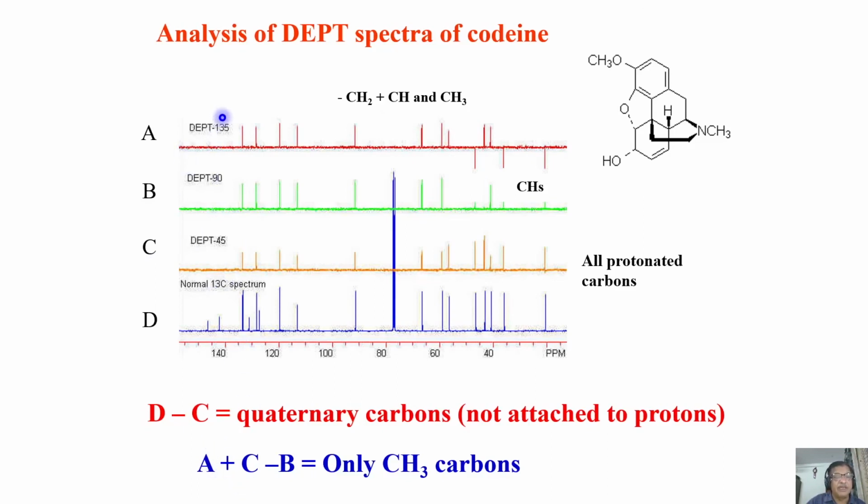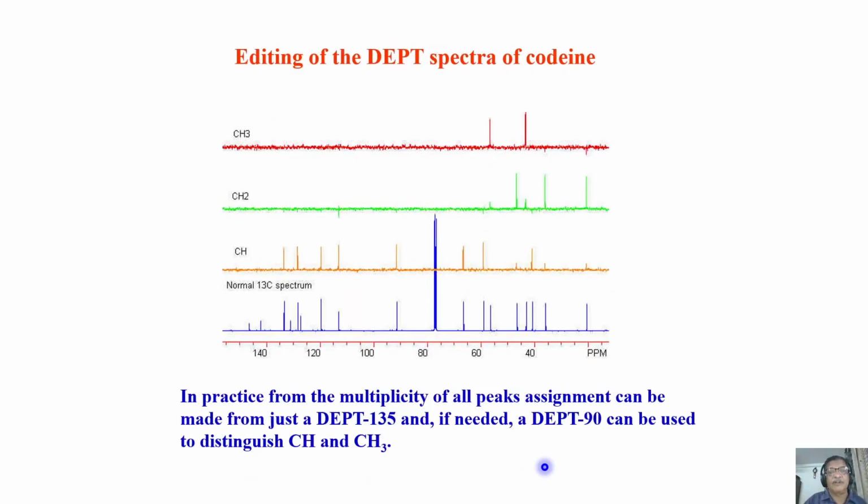A is DEPT 135, B is DEPT 90, C is DEPT 45. Add these two and subtract this, and you get only CH3 carbons. Like that, you can play with it by adding and subtracting, by scaling the intensity by some ratio. You can filter out the spectrum corresponding to individual carbons attached to a particular number of protons. Okay, this is the edited spectrum of codeine. This is CH3 only carbon, CH2 only carbon, CH only carbon, and the normal spectrum.